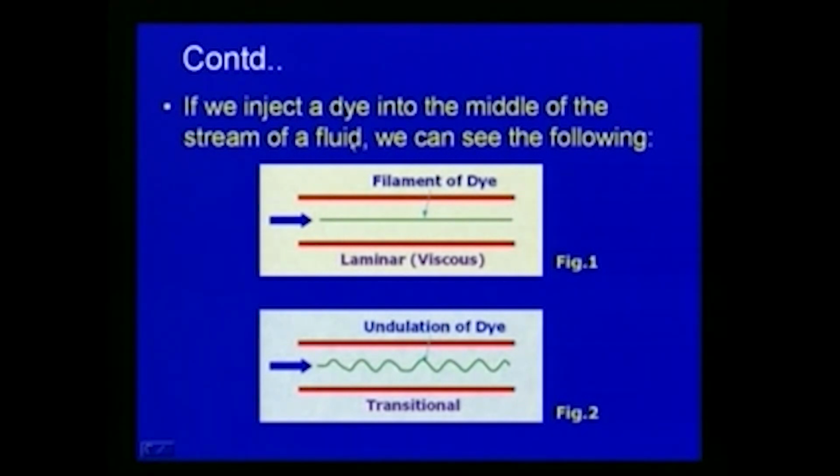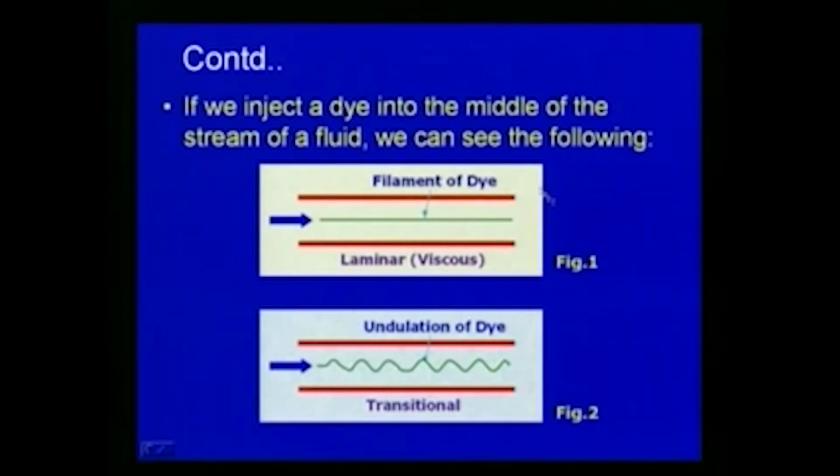Now, we can easily visualize this in a pipe flow. If we inject a dye in the middle of the stream of fluid, and the flow is fully laminar, as you can see in the slide, this is the pipe and the fluid is flowing. Then there will be a filament of dye like this, flowing just as simple layers. So, then we say that the flow is laminar.